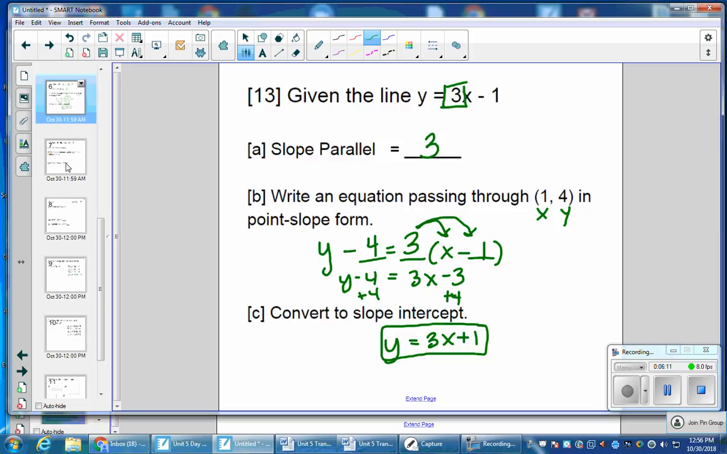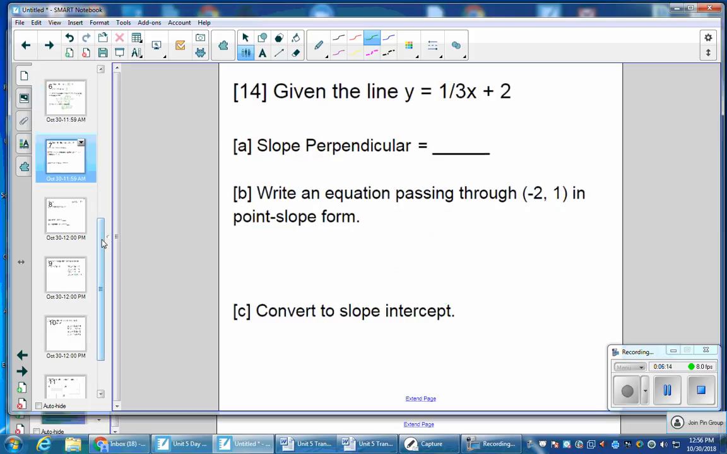All right, the next one's going to be very similar, but it's going to be perpendicular versus parallel, excuse me. So this one we need to look at 1/3, but it's asking us for perpendicular. For perpendicular, we flip it and we change the sign. So it's going to become 3/1. Since this is positive, I'm going to make my slope negative.